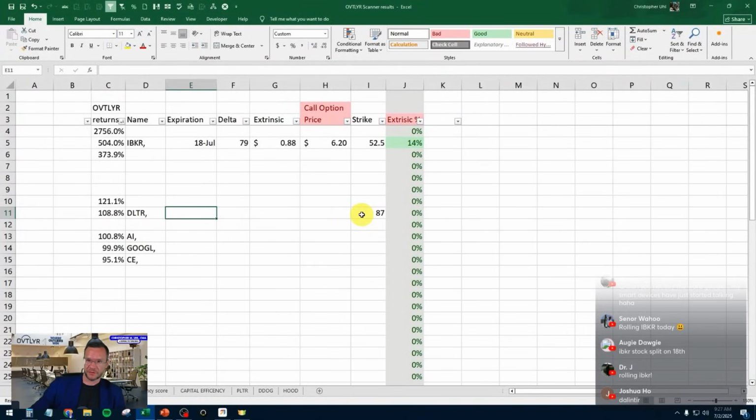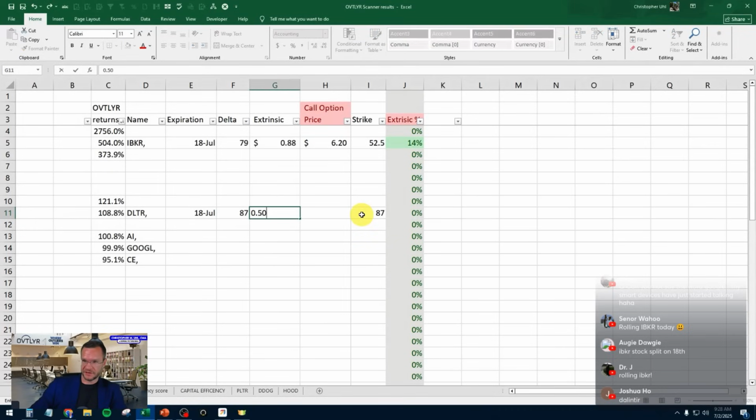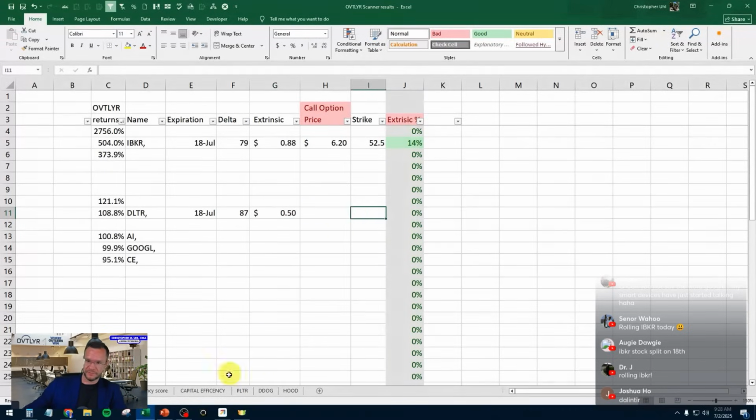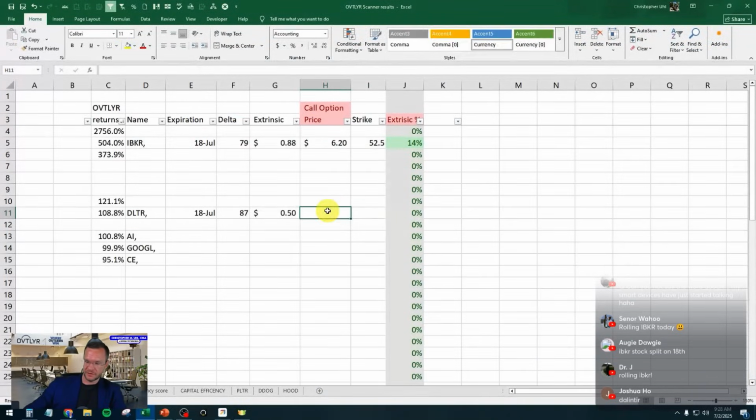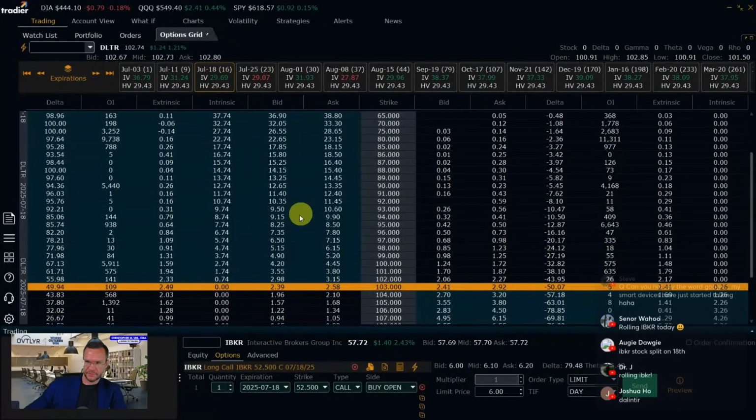Oh, no, I did it in the wrong spot. 17. The 87 delta has 50 cents of extrinsic. And it costs, yeah, see, it just tightened up right there, 40 cents, $8.50. And that was what strike? The 95 strike.